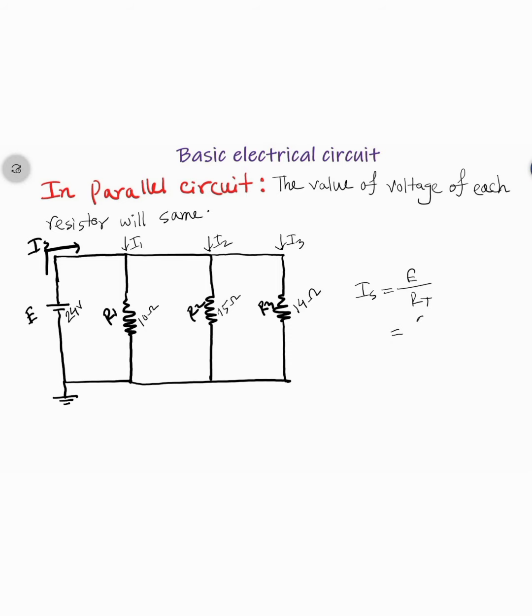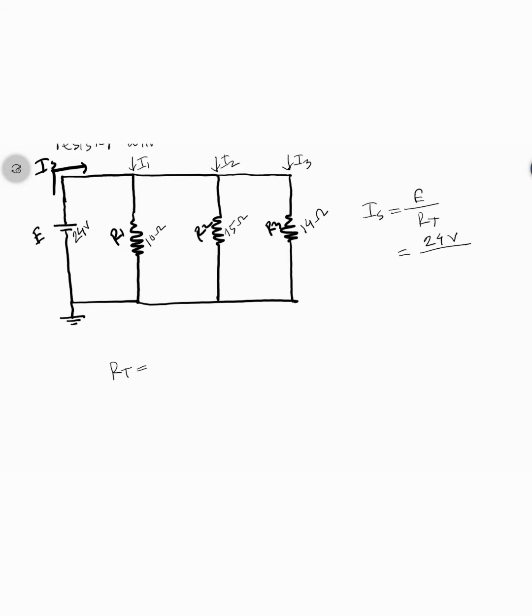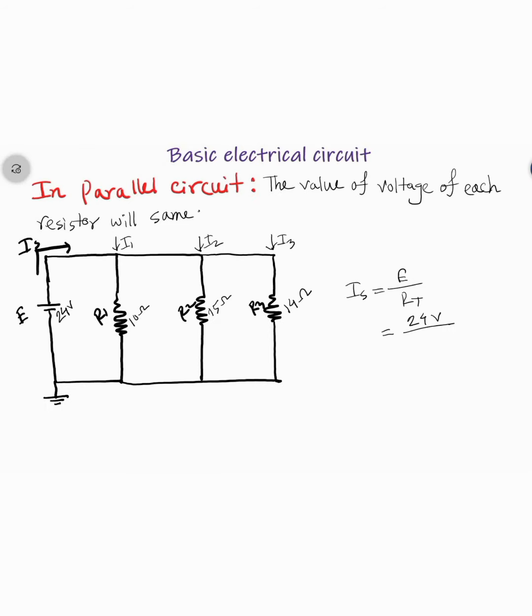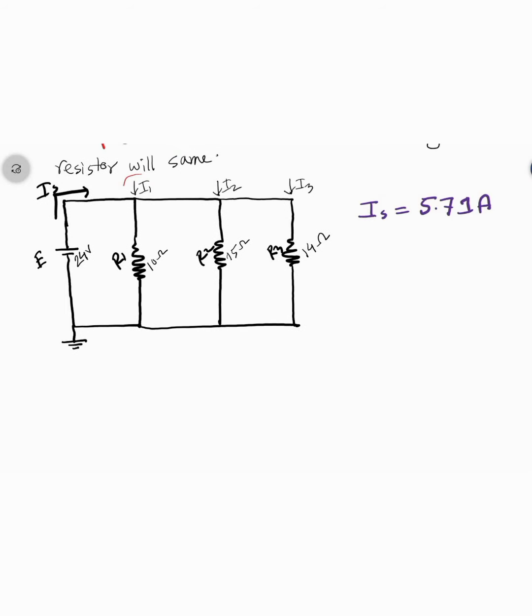The value of E is 24 volt and the value of RT is, so the value of our total resistance is 4.2 ohm and the total current is 5.71 ampere.